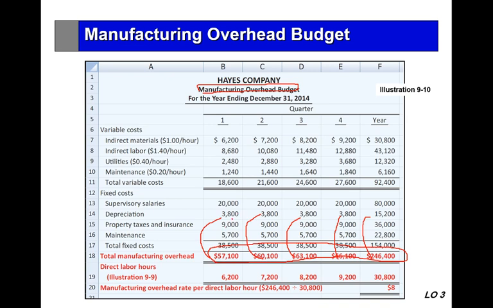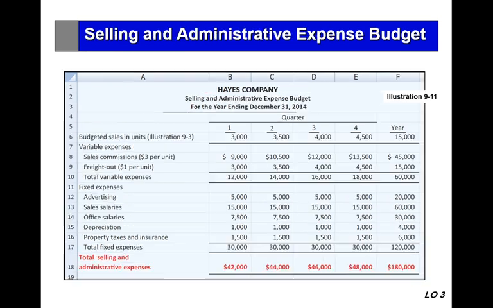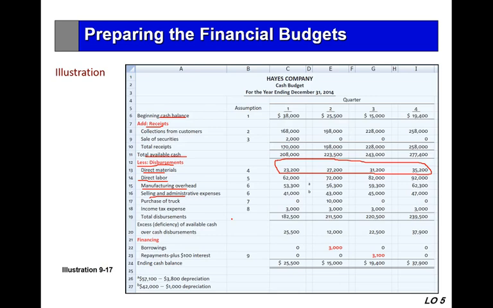57,100 minus 3,800, we have here 53,300. As you see here, we exclude depreciation. For the second quarter, the same thing here. For the third quarter, the same thing here. We exclude 3,800 depreciation from every quarter.